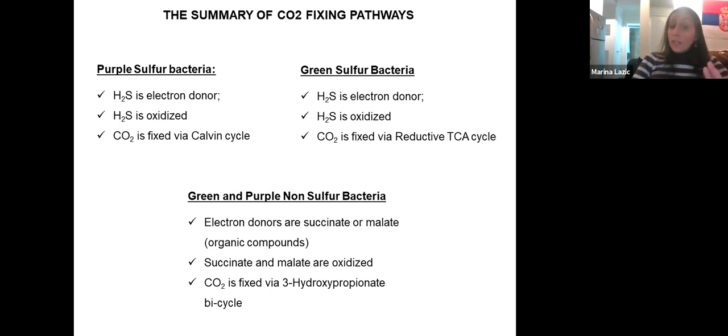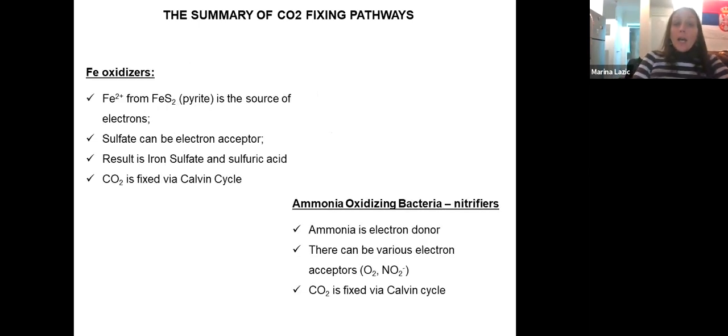Non-sulfur bacteria are different. Electron donors can be succinate or malate, any organic compound. They are oxidized, and carbon dioxide is fixed via the 3-hydroxypropionate B cycle. This cycle is covered in your lectures in the Word document. There are iron oxidizers. What's happening there is that iron, Fe 2+ from pyrite, is oxidized, the source of electrons. Sulfate, SO4 2-, can be the electron acceptor, and the result is iron sulfate and sulfuric acid. Fixation of carbon dioxide is done via the Calvin cycle.